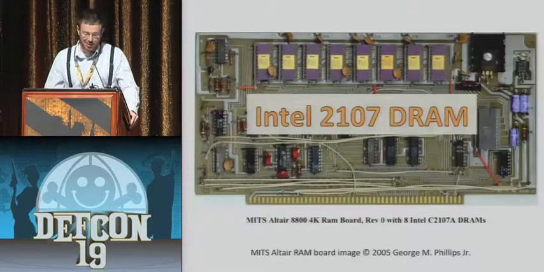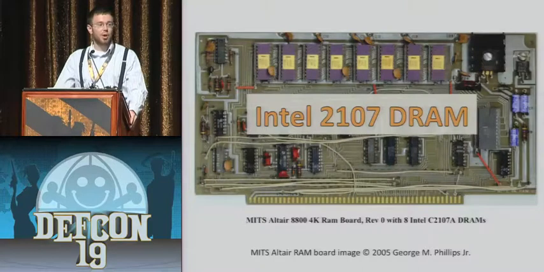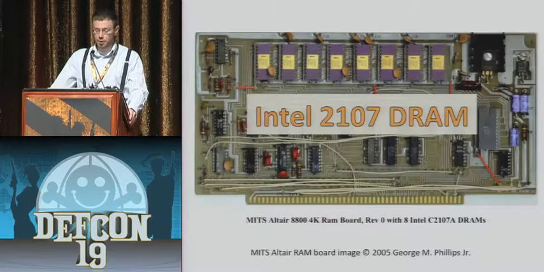Well, not quite. This is a RAM board from the MITS Altair 8800. The MITS Altair is actually a very famous computer. It ushered in the minicomputer revolution. Microsoft's first product was Altair Basic. It helped launch the company. But we're not here to discuss that. What we're focused on is those purple chips at the top of this RAM board. Those are Intel 2107 series DRAM chips.